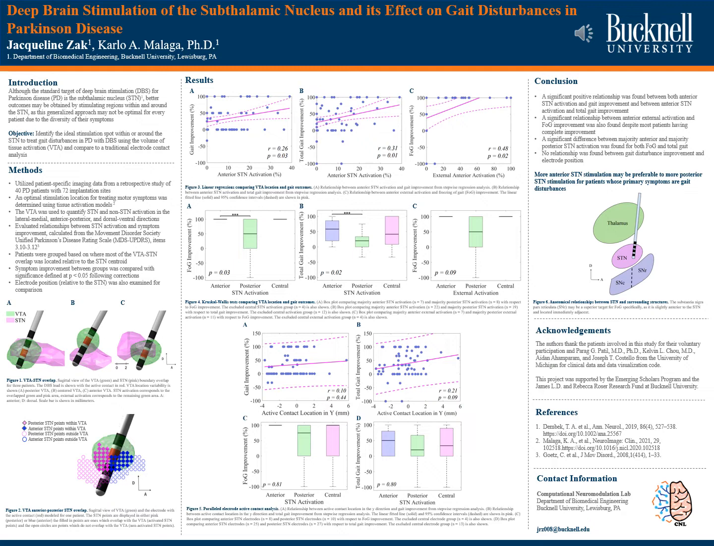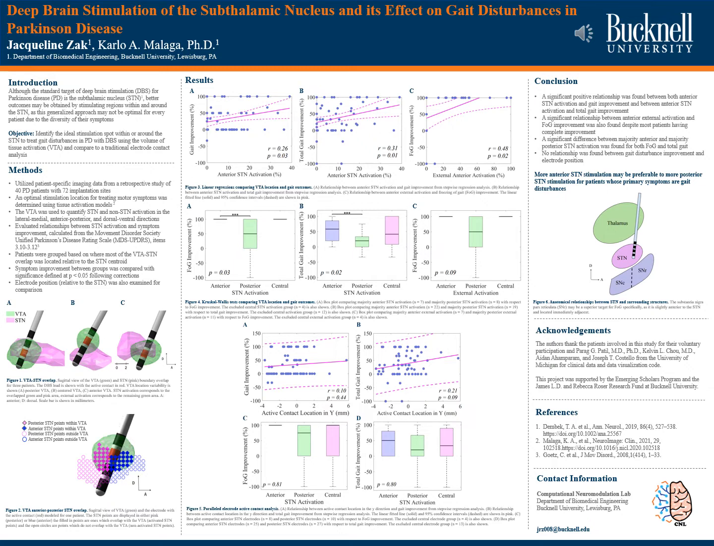After calculating STN VTA overlap, I performed linear regression analyses between STN activation and symptom improvement for 4 symptoms: gait, freezing of gait, postural stability, and total gait, a combination of the other 3 symptoms. I then grouped patients based on where the majority of the overlap between the VTA and STN was located, relative to the center of the STN. I used the Kruskal-Wallis test with corrections for multiple comparisons to compare symptom improvement between groups.